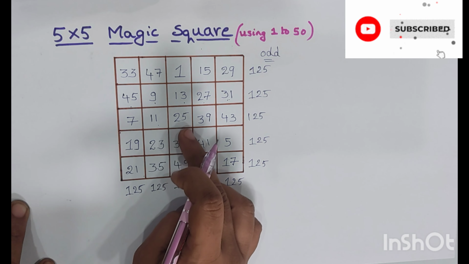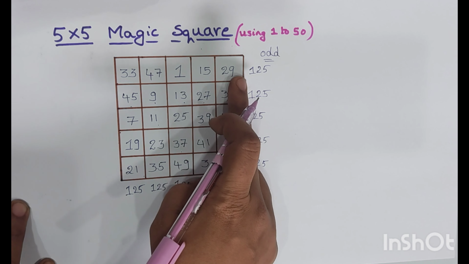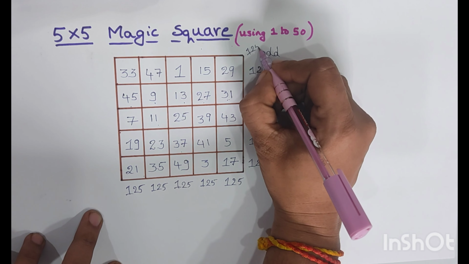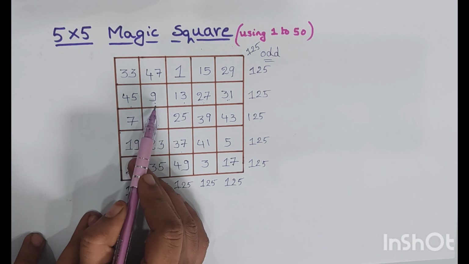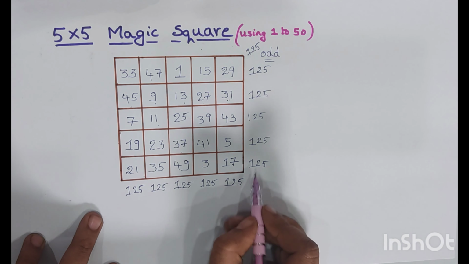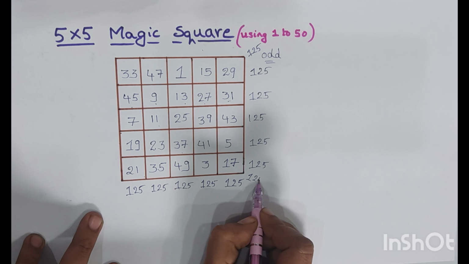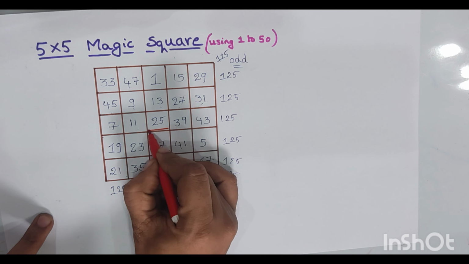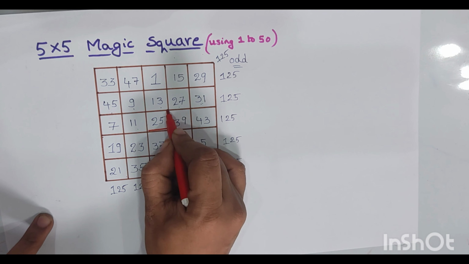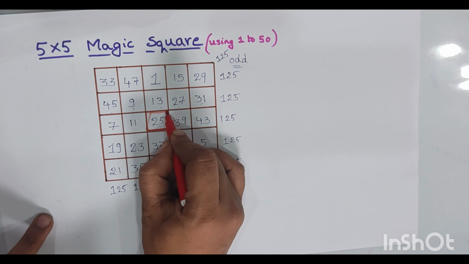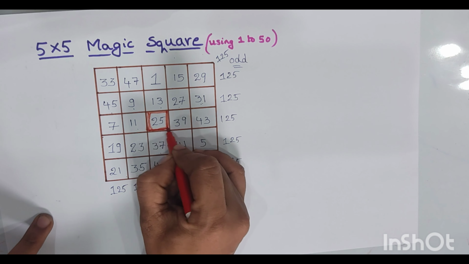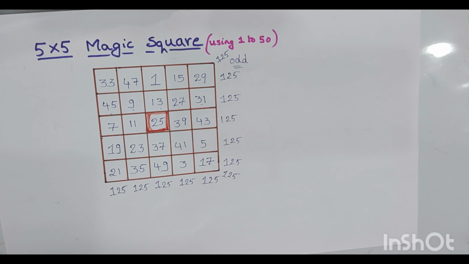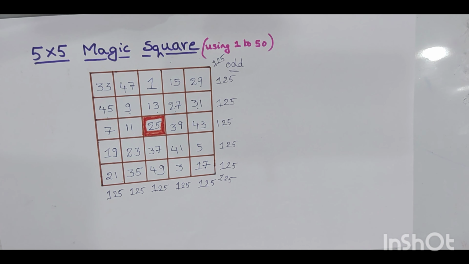From left to right, the diagonal boxes, those 5 boxes, will also sum to 125, and from the other diagonal also the sum will be 125. Now take the extreme center of this 5 by 5 magic square, the number is 25. Take this one as the extreme center and remember this 25. Now we will check the inner square sums.